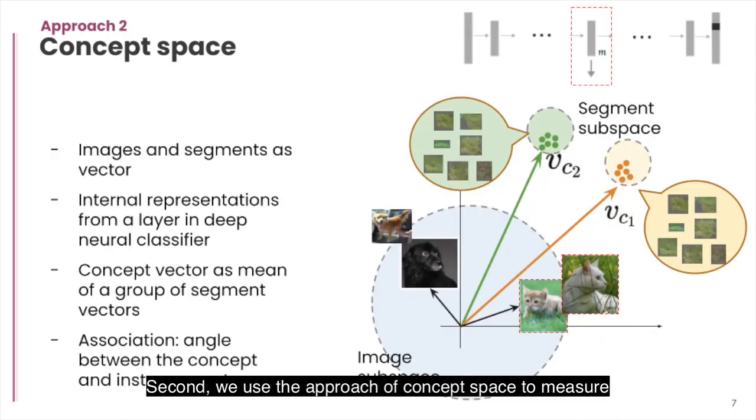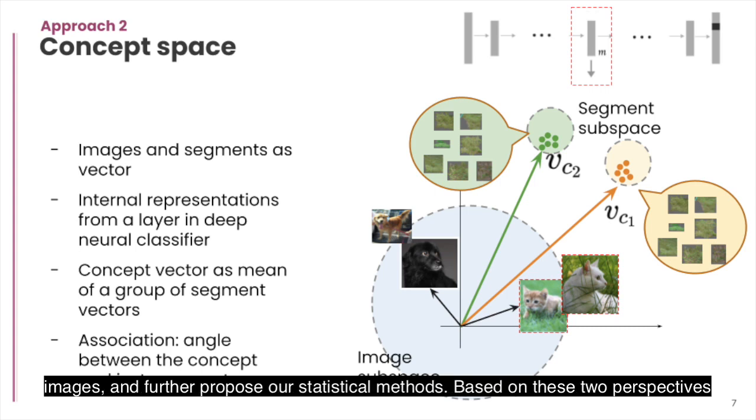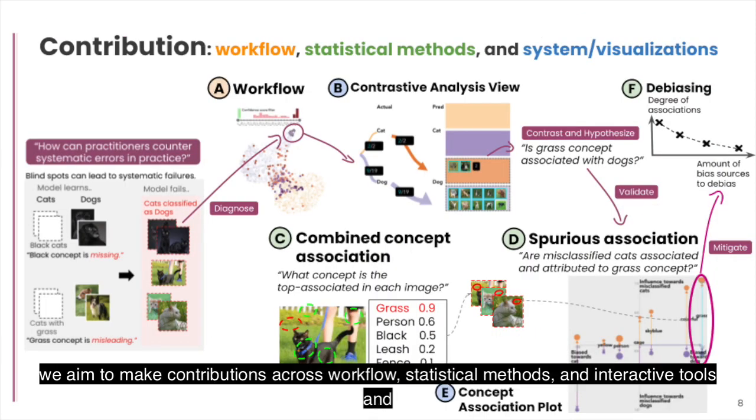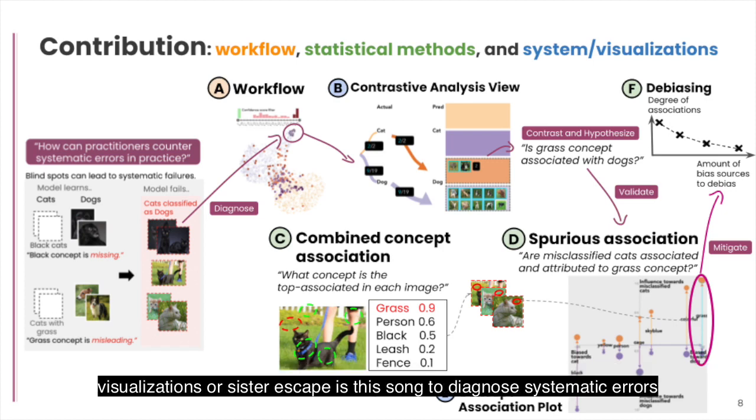Second, we use the approach of concept space to measure and quantify the associations. Images and segments are treated as vectors, which are obtained from an internal layer of a deep neural network. This concept vector is a well-known approach, but in this study, we aim to use it toward validating the misclassified images and further propose our statistical method. Based on these two perspectives, we aim to make contributions across workflow, statistical methods, and interactive tool and visualizations.